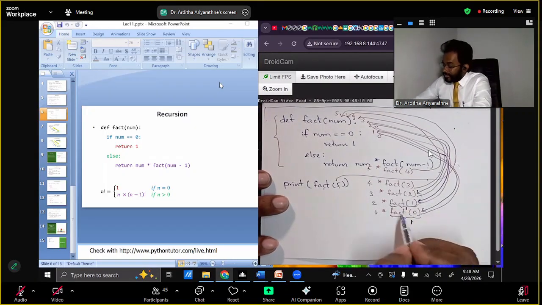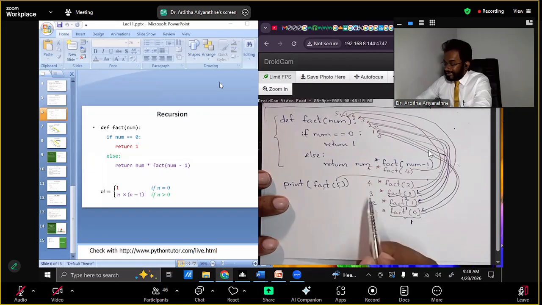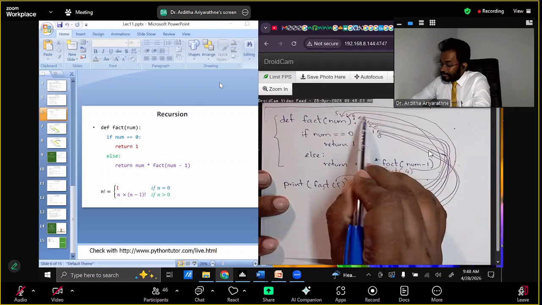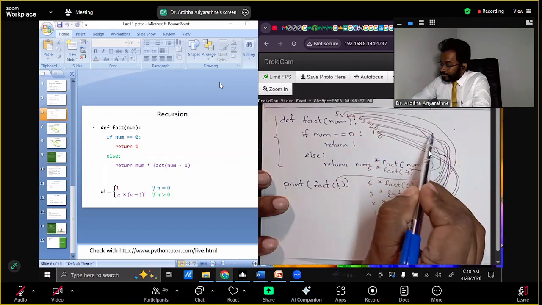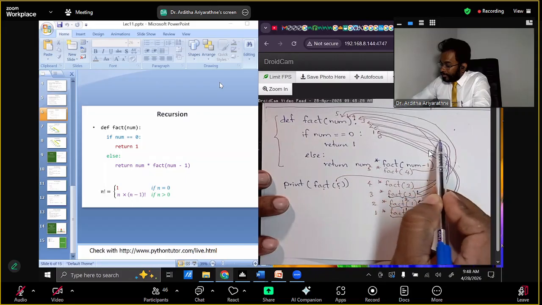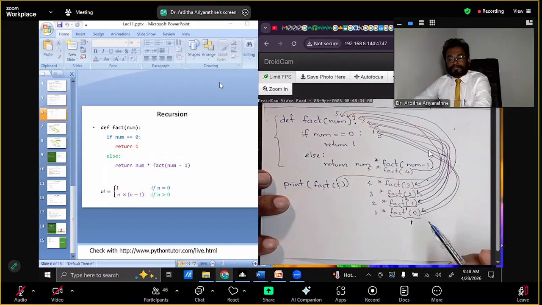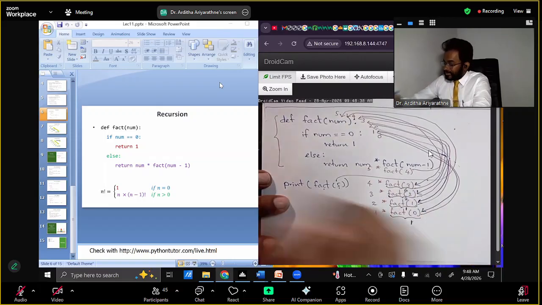Then what's the answer? Answer for this one is 2. Then 3 multiplied by 2, 6. 6 is returning through this line. Right? So we are returning from here and we are coming to here. Then answer for this one is 6.